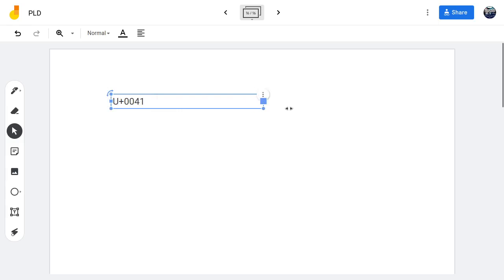So 0041 will be... I'm going to ignore the zeros. Let's go. Wait. 4 will be 0, no, 0, 1, 0, 0. 1, 2, 4, 8. And then 1 will be 0, 0, 0, 1.